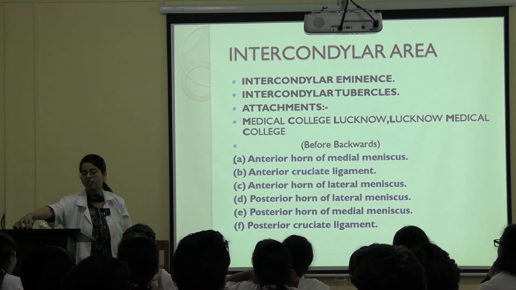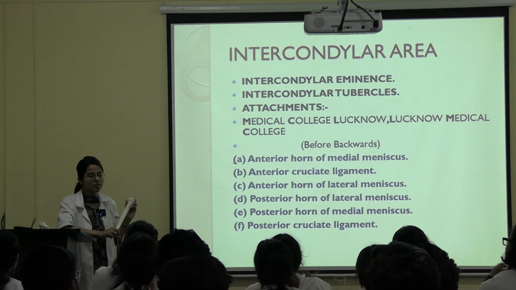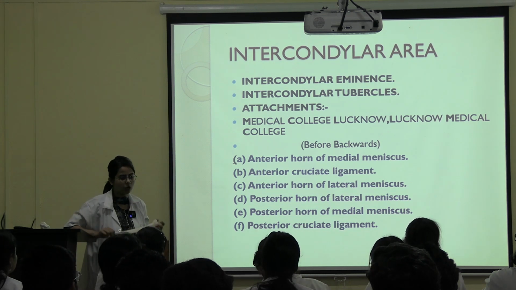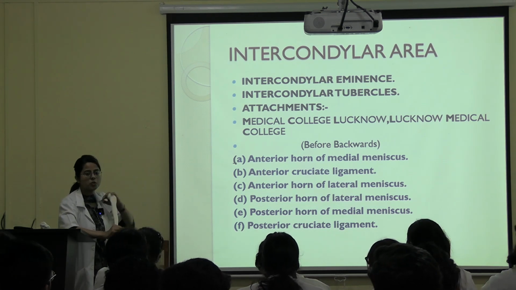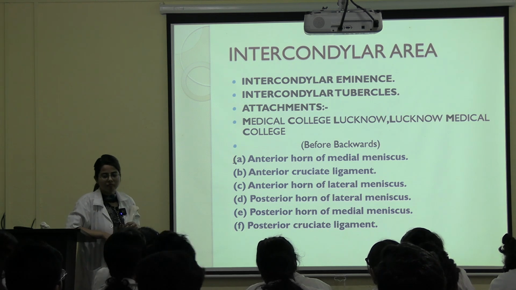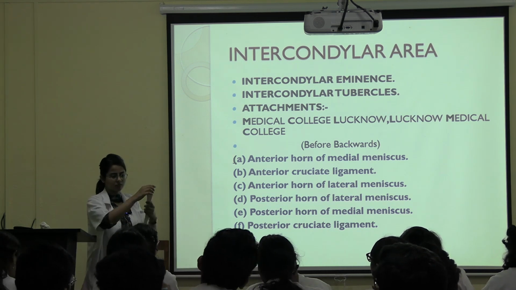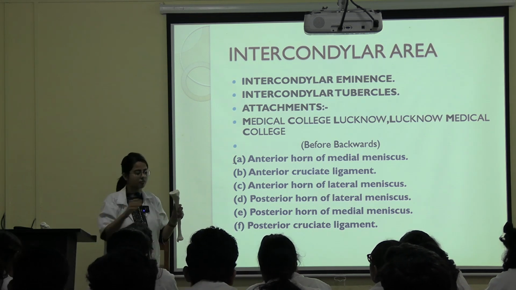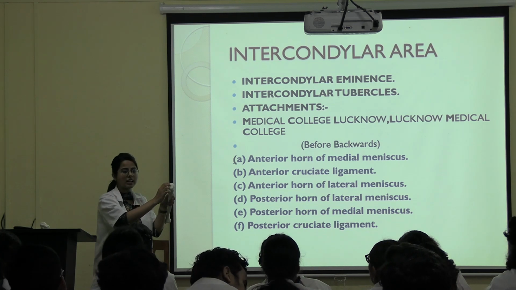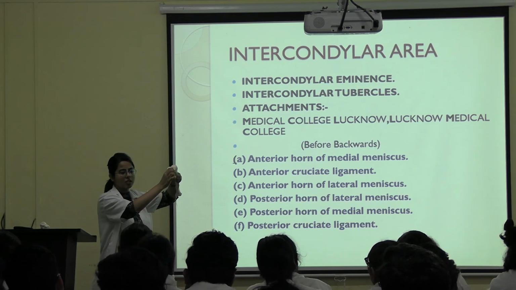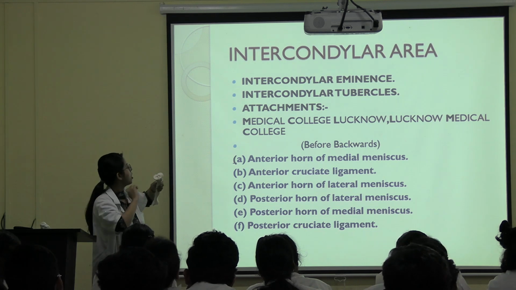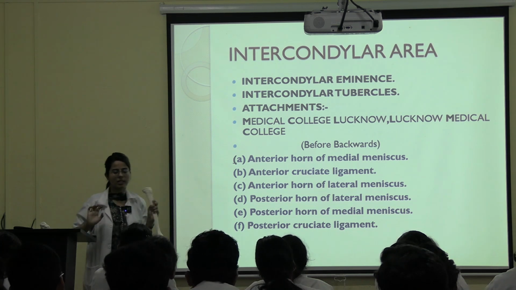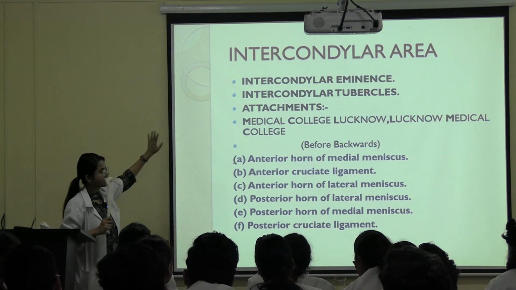Now this intercondylar area is very important. It will be asked from tibia. This question is very important: what are the structures in the intercondylar area? So you know about the intercondylar area. Which part is the intercondylar area? The one between the medial and the lateral condyle. Yes, okay. You know about the intercondylar eminence? The elevated part in the intercondylar area is known as the intercondylar eminence. And you know about the intercondylar tubercles? These two elevated parts are the intercondylar tubercles. Okay, these three points clear?